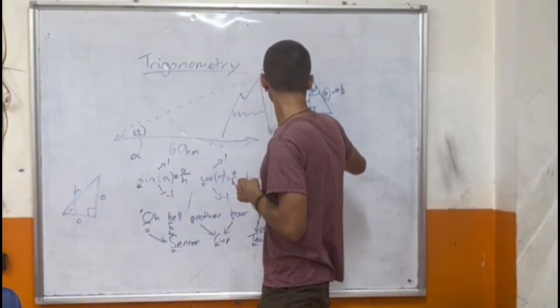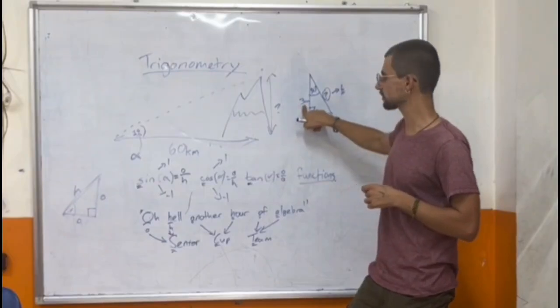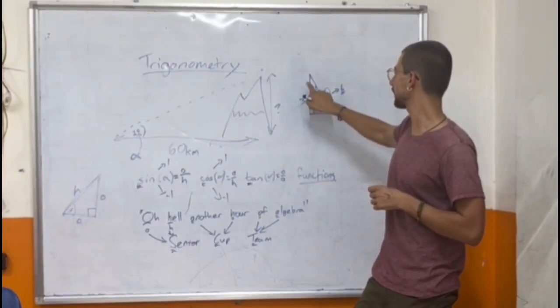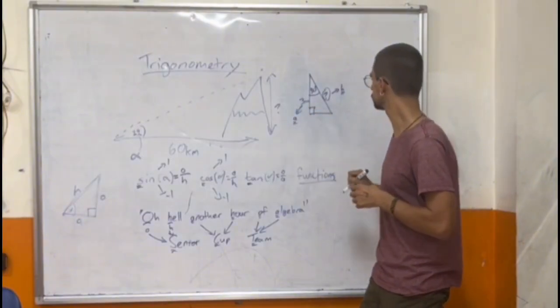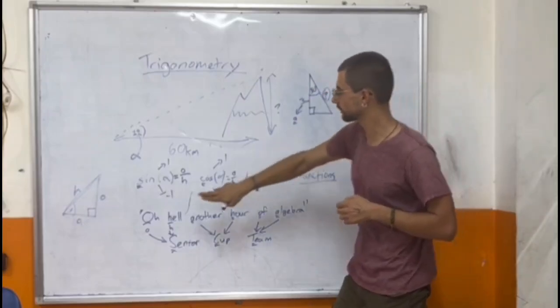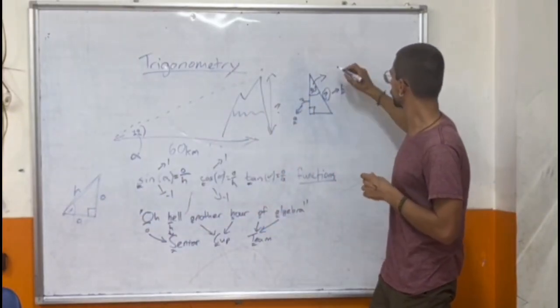Secondly, what else do we know? So we have this angle, and we have 3 centimeters. So this is going to be adjacent because it's beside the angle. So this is going to be A. Okay, and finally, what is this? Alpha. Okay.